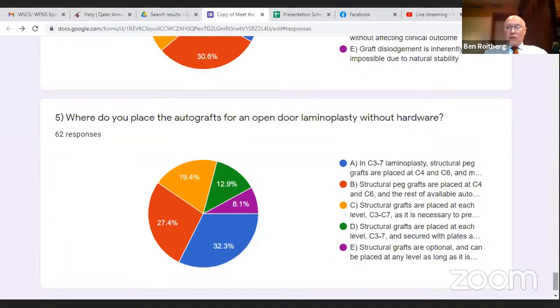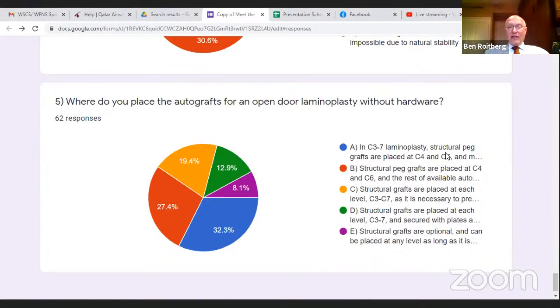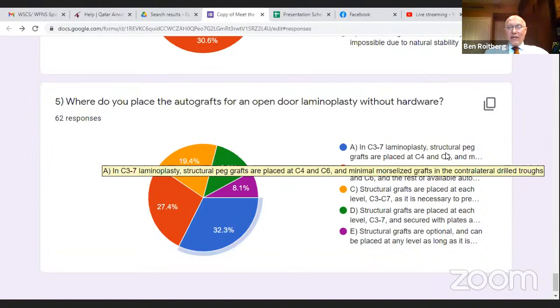The fifth one. The answer is A. Because you don't see the whole answer here: the grafts are placed at C4 and C6 if you do C3 to 7, and minimal morcellized grafts are placed in the contralateral drill troughs. Yes, okay. That's the correct one because, as we discussed in the question and answer, you don't need a lot of graft there.